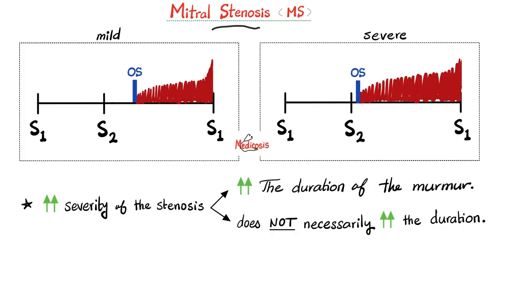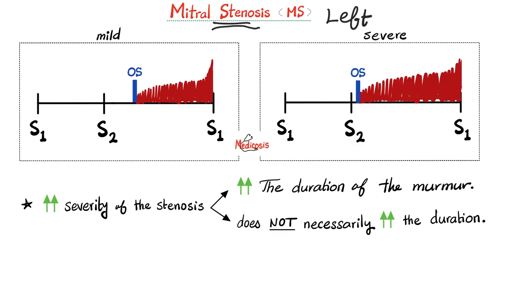Where is the best position to hear mitral stenosis in? The left lateral decubitus position. Ask your patient to lie on his left side and then listen. The best moment to hear the mitral stenosis is immediately after the patient turns on his left side.